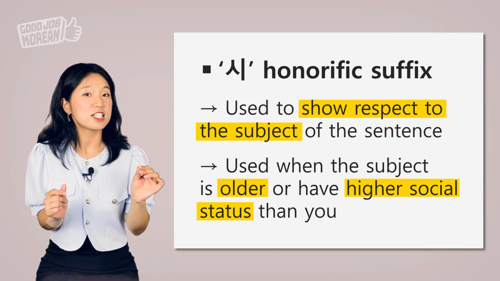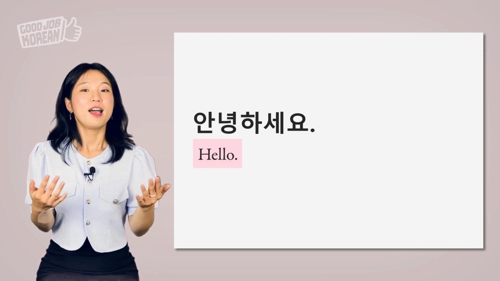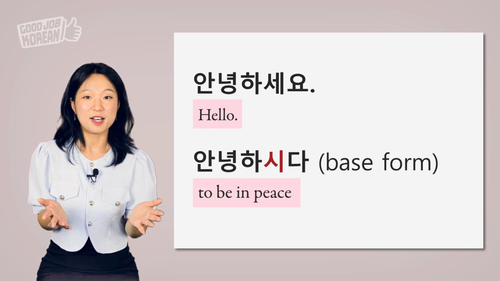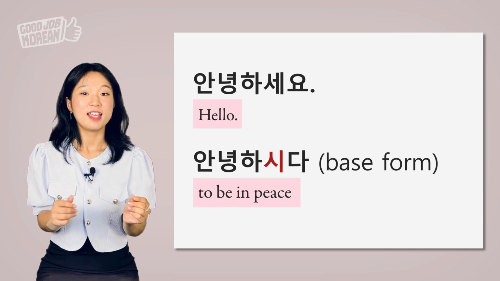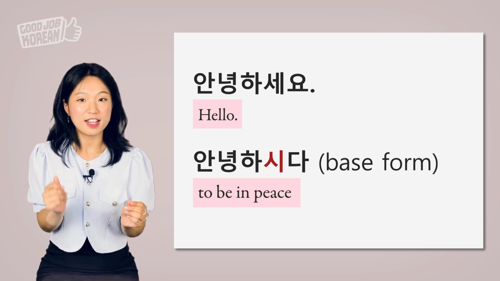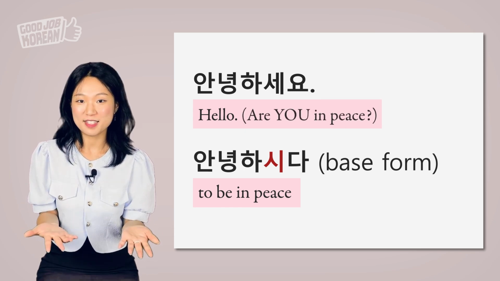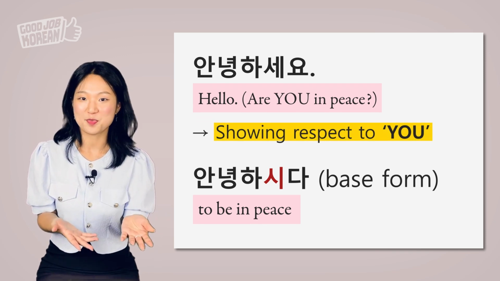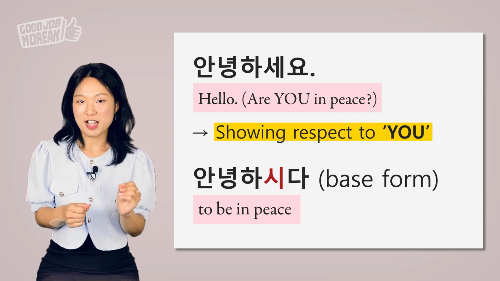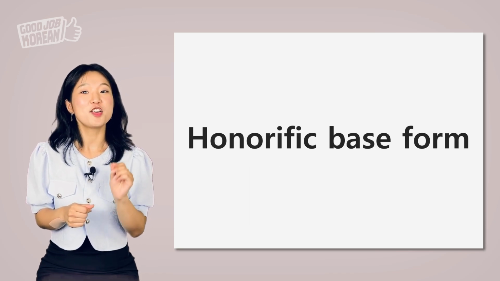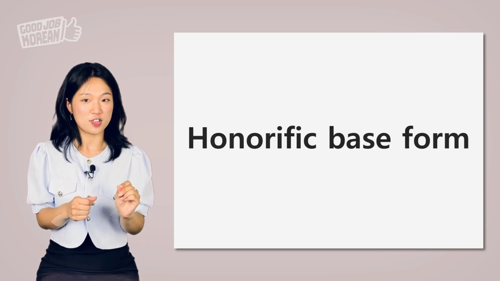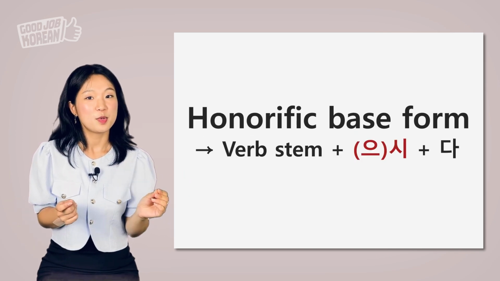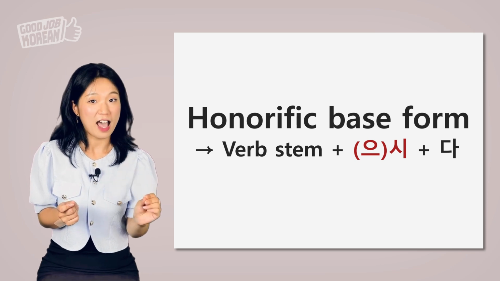Even though this is the first time you are introduced to the 시 suffix, you already know a few expressions that use 시 suffix. For example, 안녕하세요. The base form is 안녕하시다, which has 시 suffix, and since the original meaning of 안녕하세요 is are you in peace, by adding 시 suffix, you're showing respect to the subject you. We're gonna talk about conjugation now. But before we start, I'll tell you how to make an honorific base form first. It's very simple. You add 으시 or 시 between the verb stem and 다.